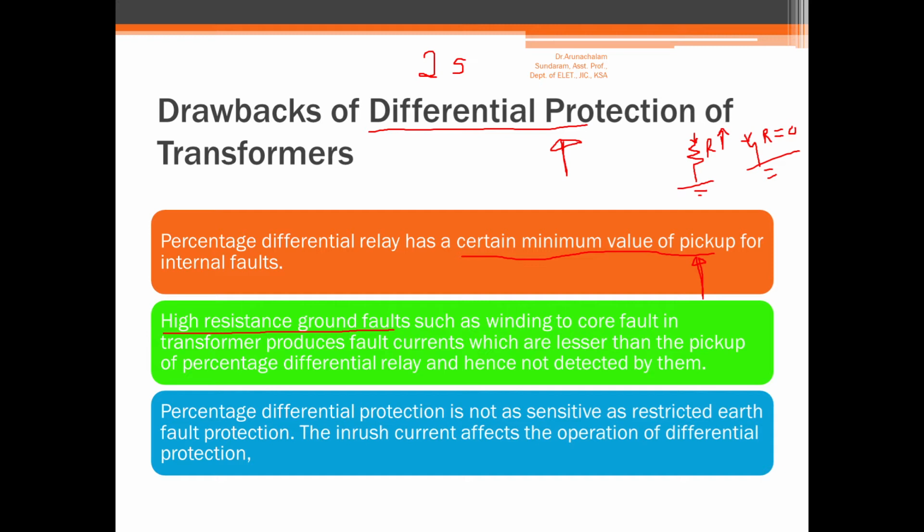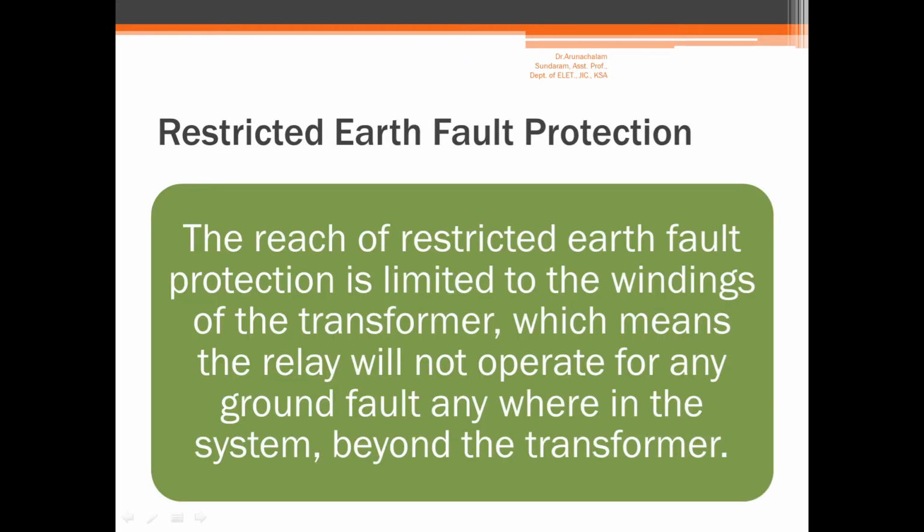So that is the reason that we have to use restricted earth fault protection, which is more sensitive than the percentage differential protection and is also not affected by the inrush current of the transformer. So this is the idea why we have to use it. Now what does the word restricted mean? You have to remember, an earth fault can occur in any part of the system. The word restricted indicates that this protection will work only if there is an earth fault in the transformer winding. If there is an earth fault in the load or outside the zone of protection, this scheme will not work. That is the meaning of the word restricted.